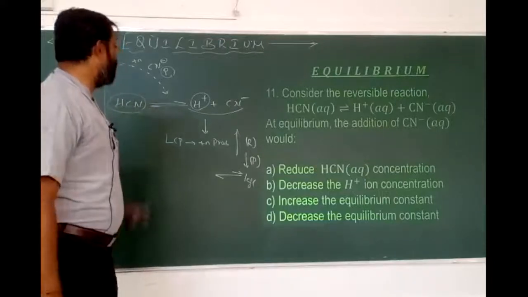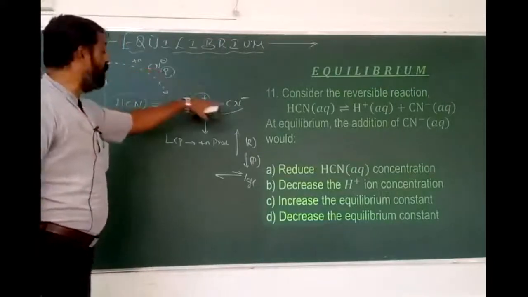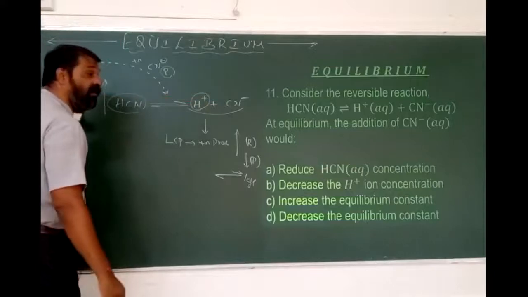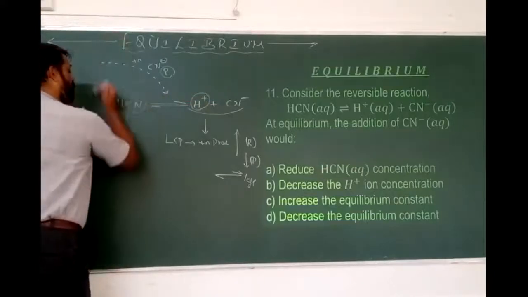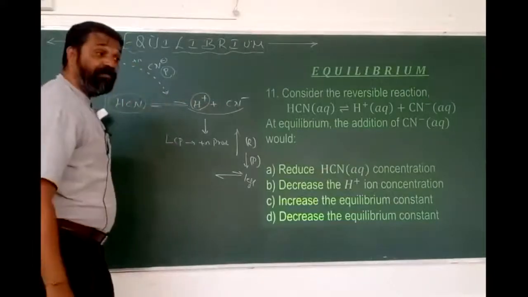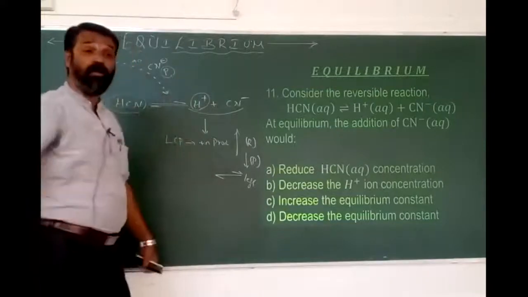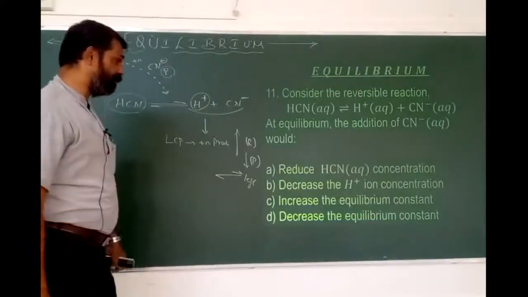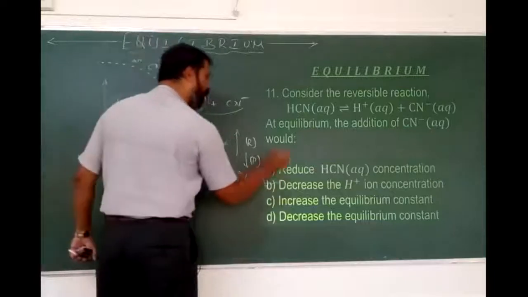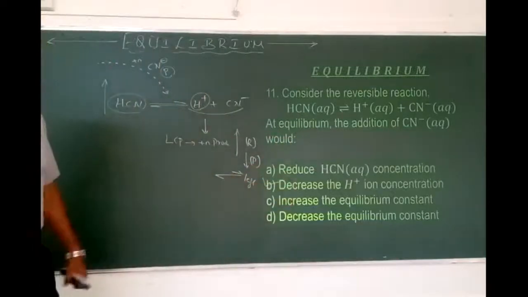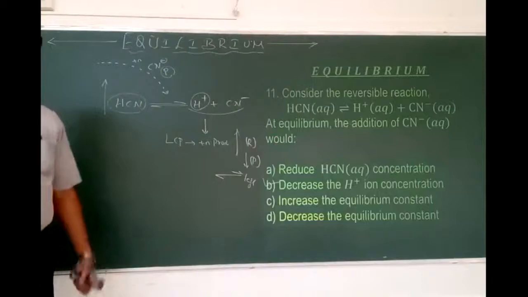Le Chatelier's principle. It means addition of what? CN minus shifts the equilibrium towards what side? Left side, such that the reactant concentration, that is HCN concentration, goes on increasing, or the H plus concentration goes on decreasing. So here it is: decrease the what concentration? Hydrogen ion concentration, that is B. Okay.